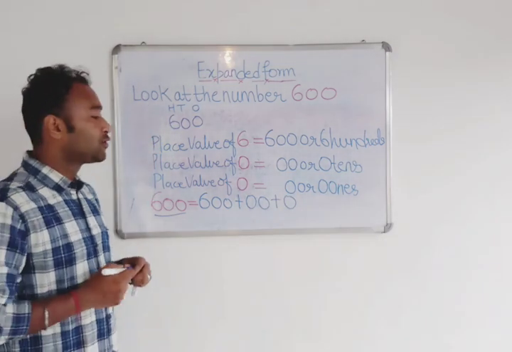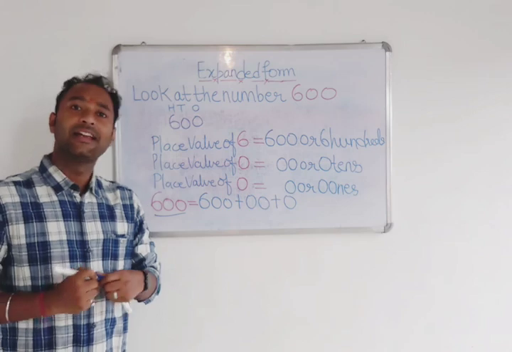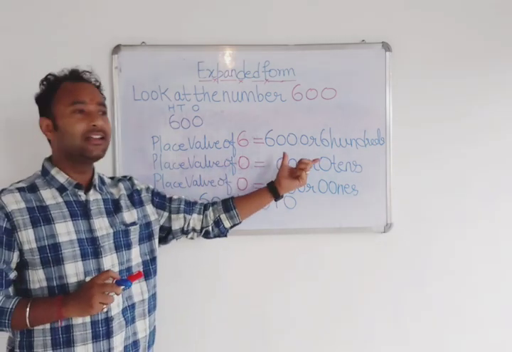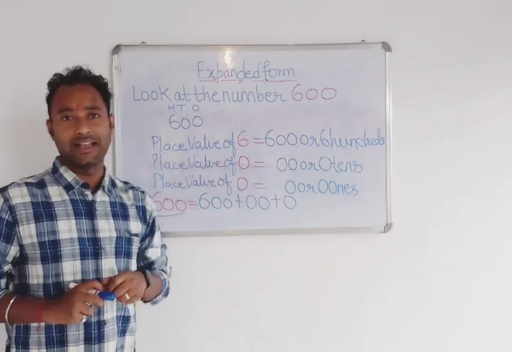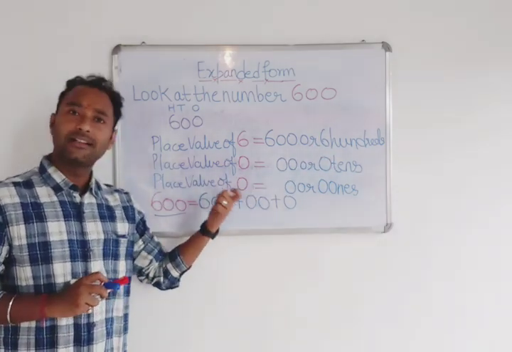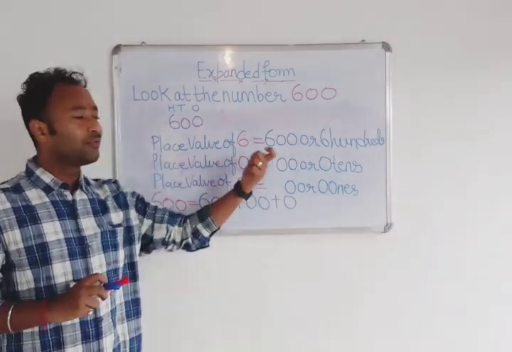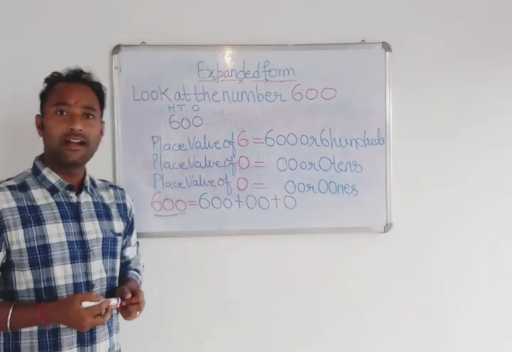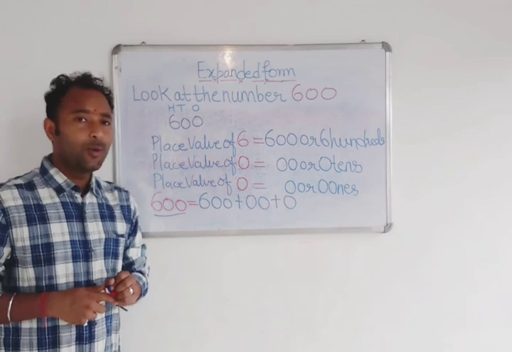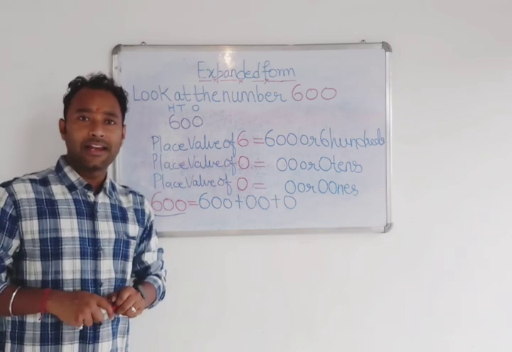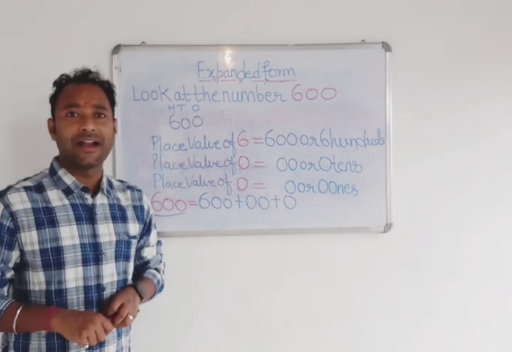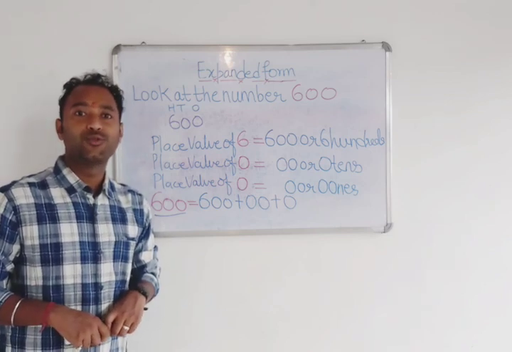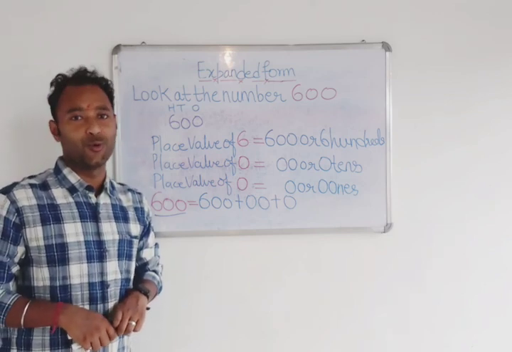Understood, students? So if the number is 0, at that time also you have to write that 0 tens are there. If in place of ones it is 0, then there also you will write the ones position is 0. Understood, students? I hope that I have elaborated the topic expanded form, and now it is easier for you to solve the questions on your own.